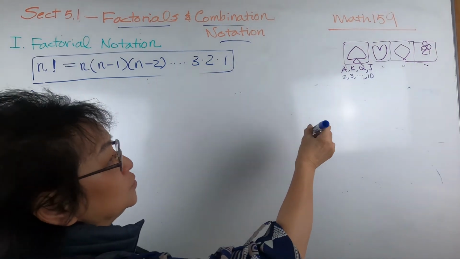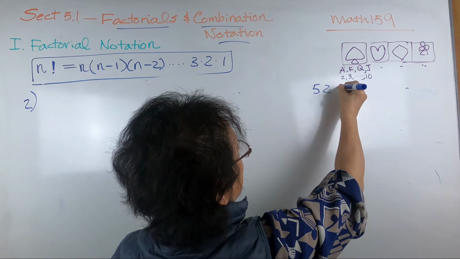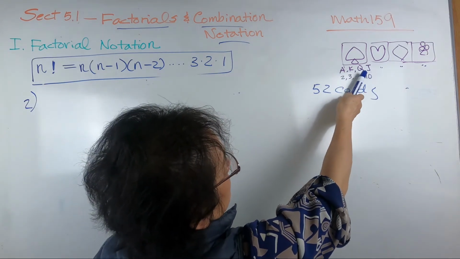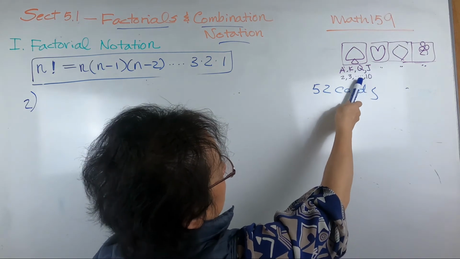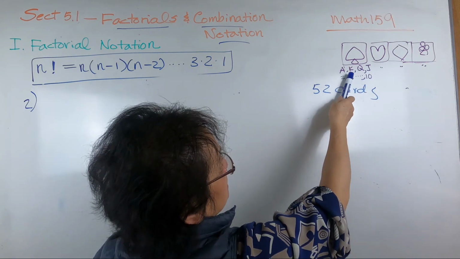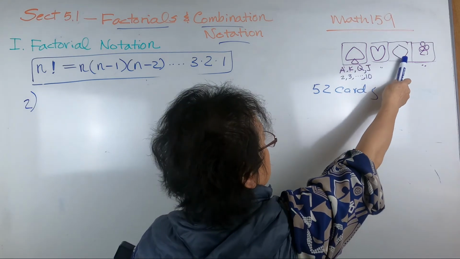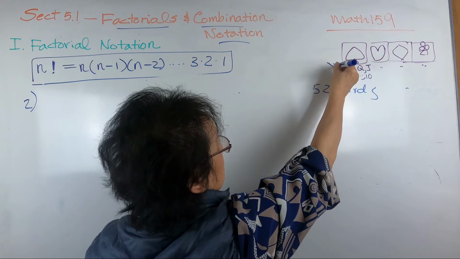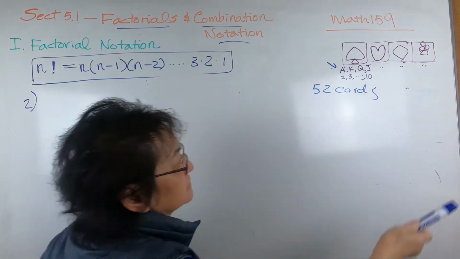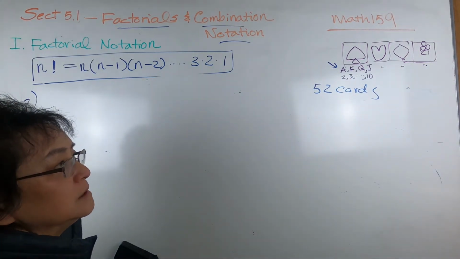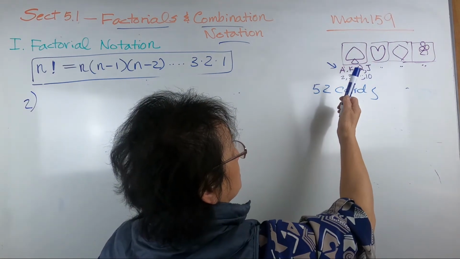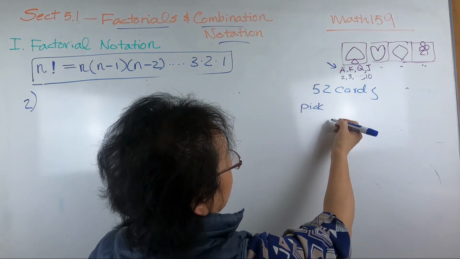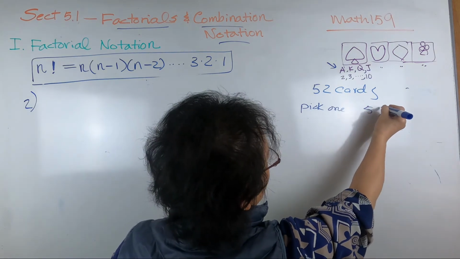So for 52 cards, it means what? A deck of cards from A, K, Q, J, then 10, 9, all the way to 2. 13 cards for the spade, heart, diamond, and club. So each one is 13 cards, then 4 of them is 52 cards. So you pick one. If you pick one, then how many cards do you have left?